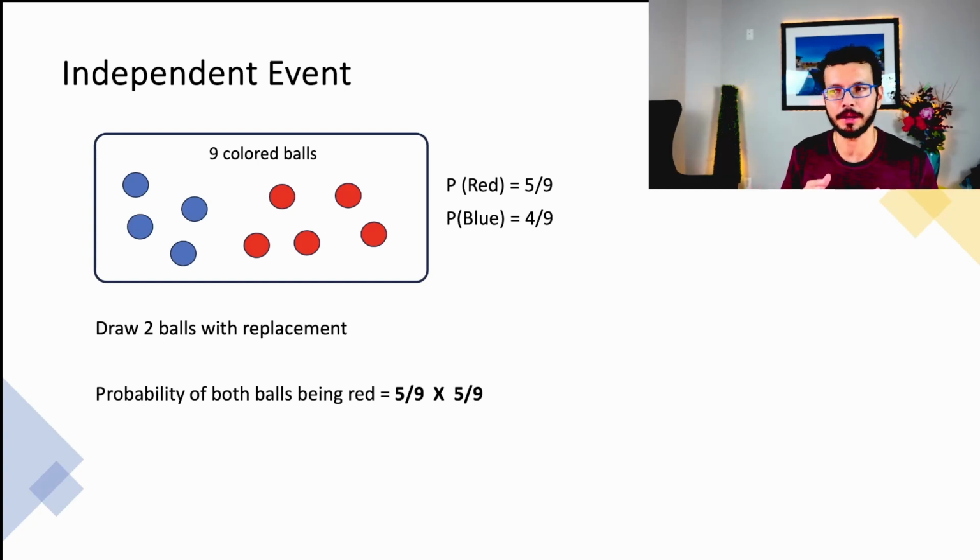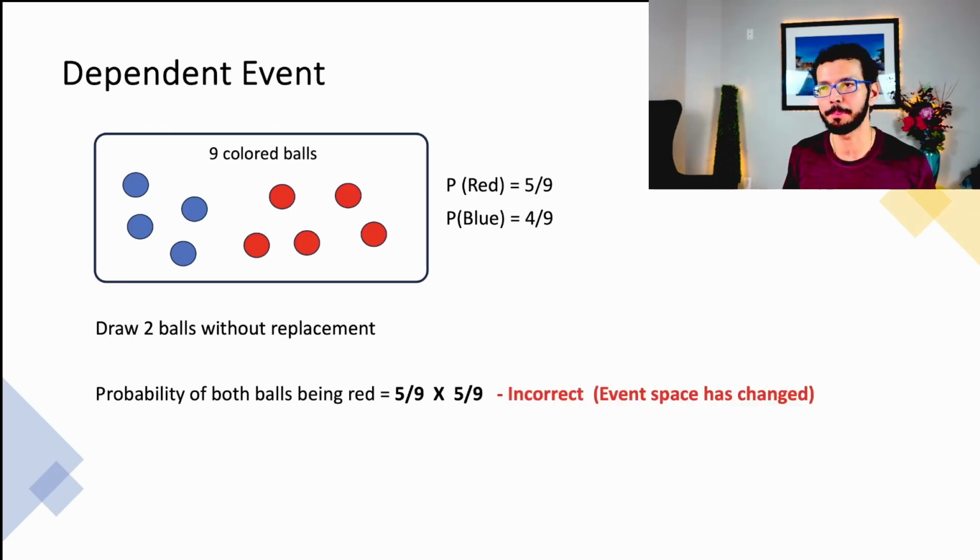It will be 5 upon 9 multiplied by 5 upon 9. Why? Because during the first draw, the overall ratio of red to the total number of balls was 5 upon 9, and it remains the same because you did put the ball back. So this is a classic example of independent events because the first event is not impacting the likelihood of the second event happening. Now let's take a look at an example of a dependent event.